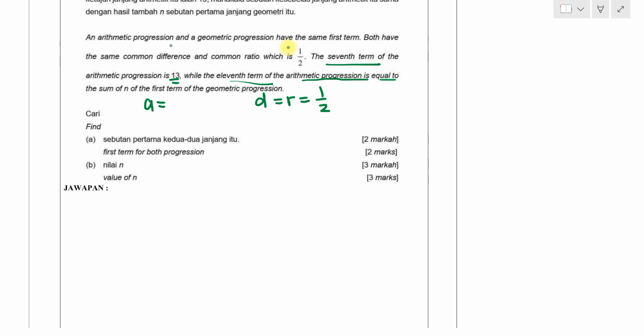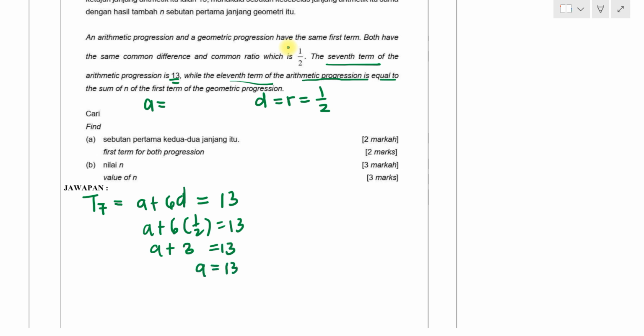Find the first term of both progressions and find the value of n. We get T7 is 13, so we do that first. T7 is equal to A plus 6D, equals 13. We know D, so we can solve A. Very easy question. A plus 6 times 1 over 2 equals 13. A plus 3 equals 13. A equals 13 minus 3. A equals 10. That is for part A.